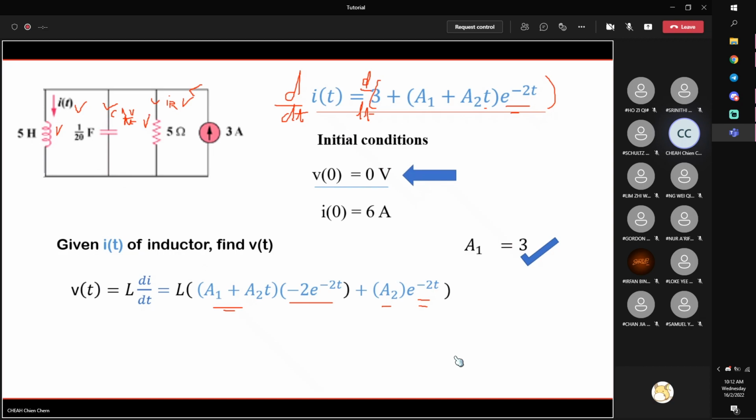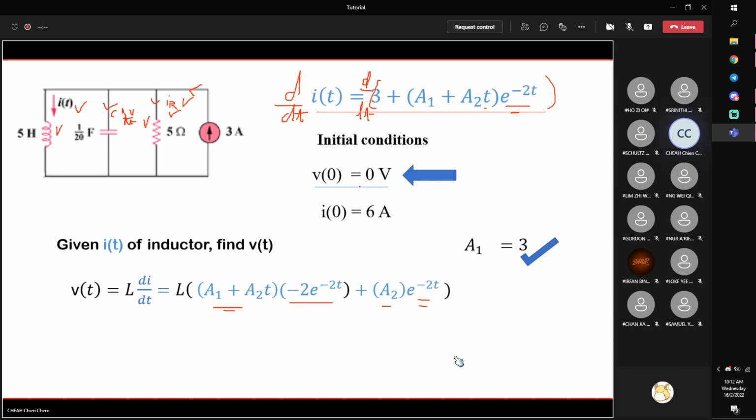But the easiest way is to use Kirchhoff's current law, okay? Because if you have found this, it's easy to find. And then this one, you have found it over here. This 3 ampere, right? So inflow equal to outflow, you can get this.